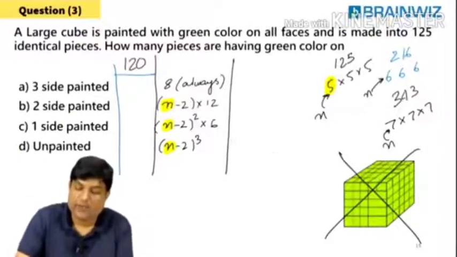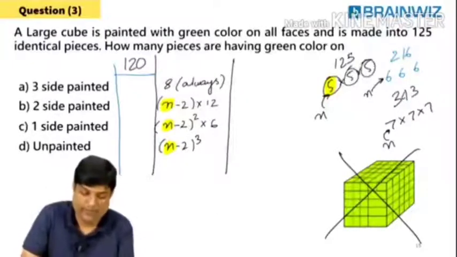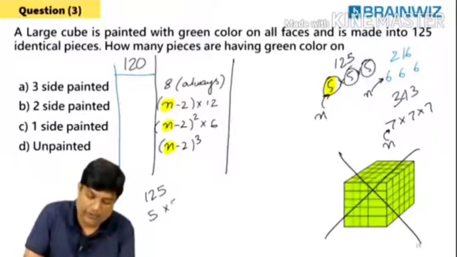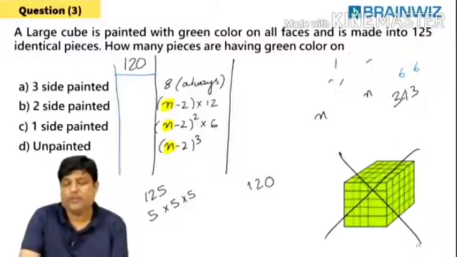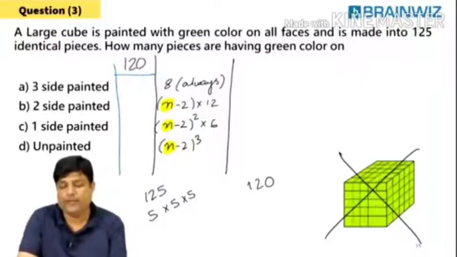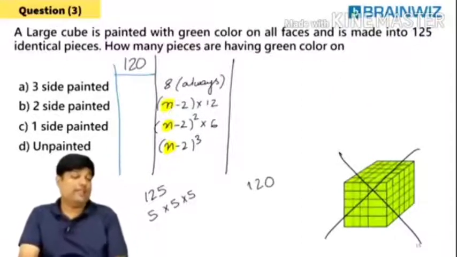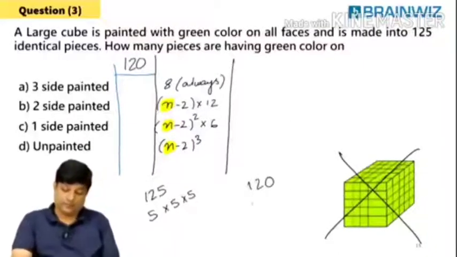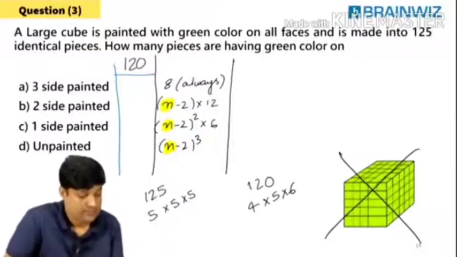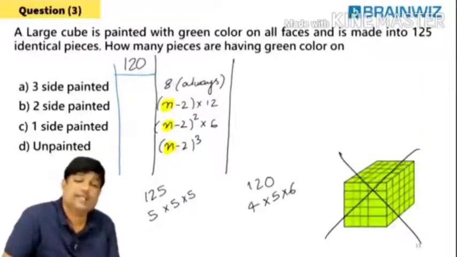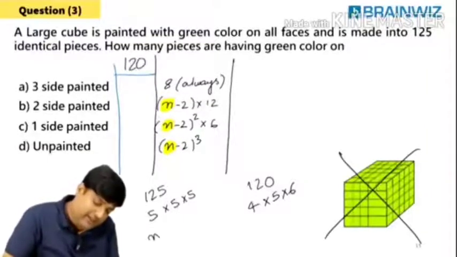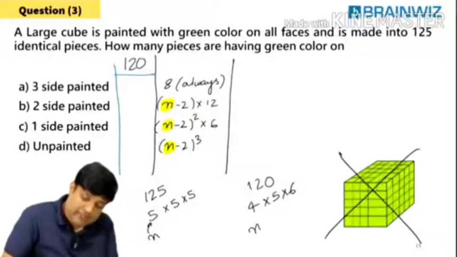Sir, 125 बोले तो 5 into 5 into 5. But 120 is not 5 into 5 into 5, na sir? Come on, students, you all know that. What is 120? We have learned the basics. 4 into 5 into 6. Sir, for 125, n value is given as 5. But what is the n value here? Is it 4, or is it 5, or is it 6?